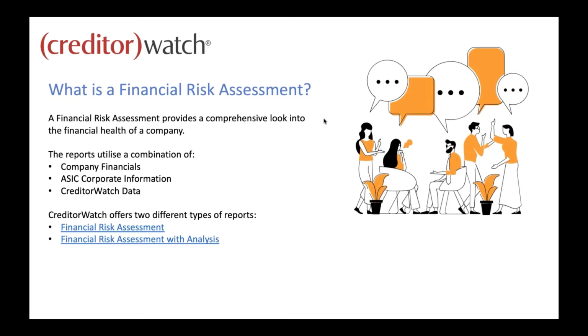All of these things combined into a report by a skilled expert financial analyst, generally a CA, CPA, or similar. They are producing all of that information into a report, and there are two types of reports that come out from that: what we call a financial risk assessment and a financial risk assessment with analysis. With the analysis, that analyst is providing additional commentary based on the results of their financials, their credit report, and their ASIC documentation as well.